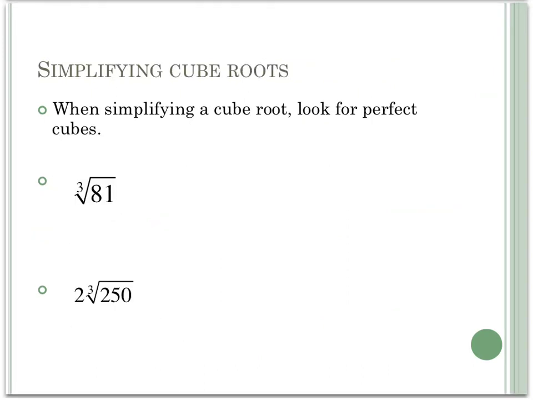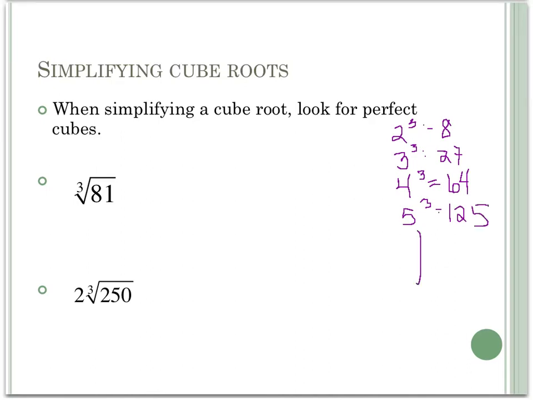So when simplifying a cube root, we're going to look for perfect cubes. 1 is always in everything, so we'll look at 2. Well, 2 cubed is 8. 3 cubed is 27. 4 cubed is 64. 5 cubed is 125. And again, you could continue this list on.